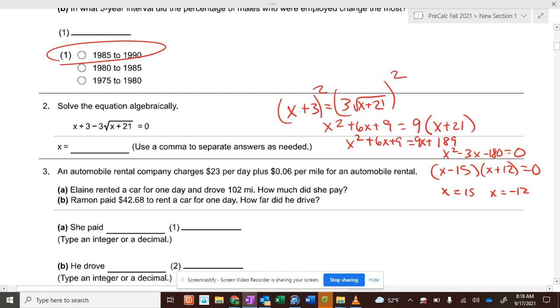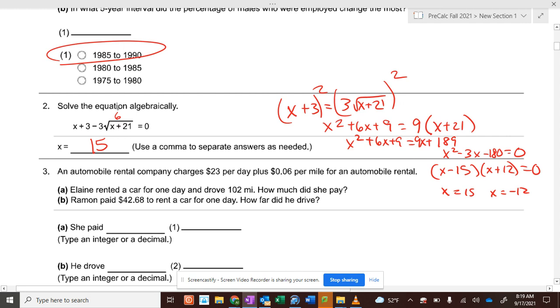Only one of these answers is going to work. When there's a square root involved, generally only one of them works. If we put in a 15, 15 plus 21 is 36. Square root of 36 is 6. So this is 6. 15 plus 3 is 18. 18 minus 18 is 0. 15 works. I doubt if negative 12 will work.